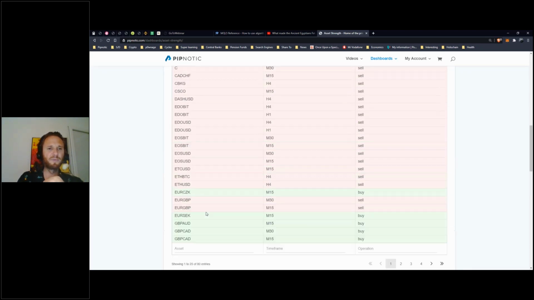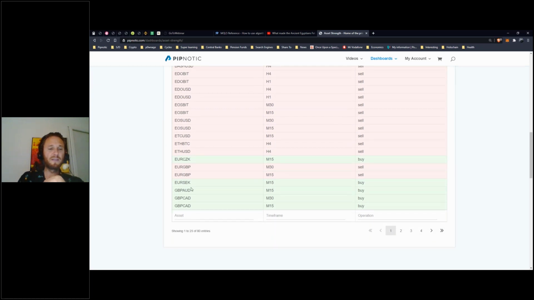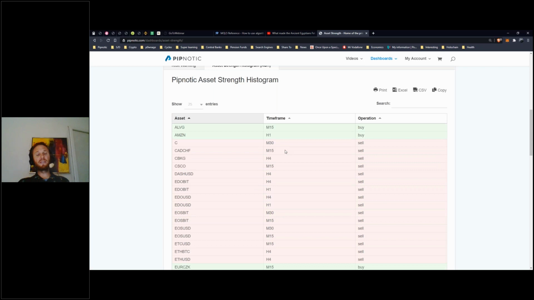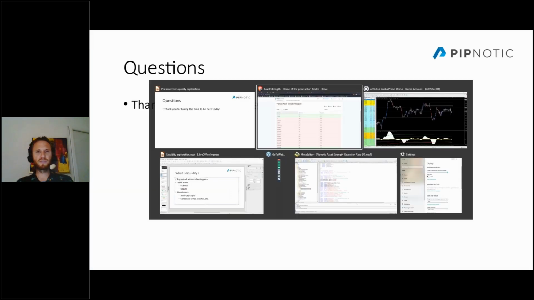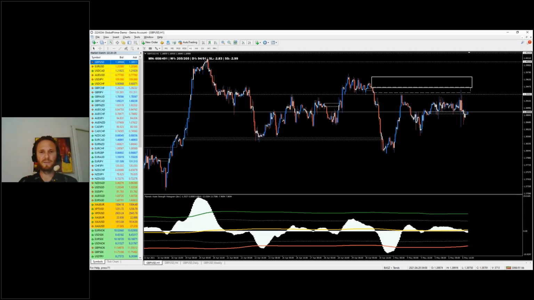We have 80 symbols, and here we can see that the pound Australian dollar is ripe for buying on the 15-minute chart, and the pound CAD on the 30-minute and the 15-minute chart. So you can go here, and then here you can look at it and use it. But it's not going to be as useful as what we have here, where you can actually see the developments over time.